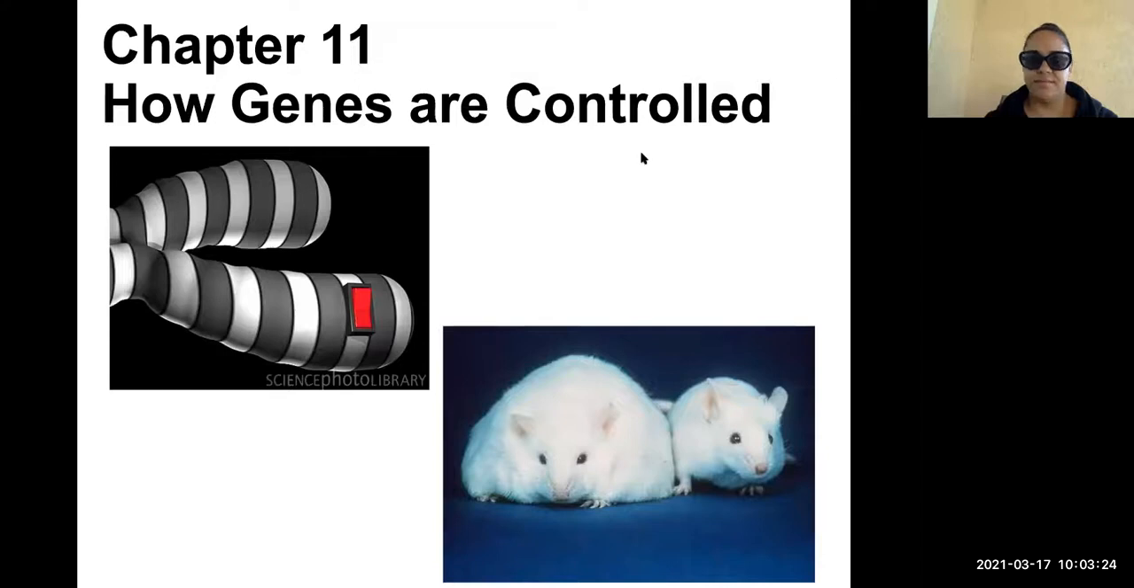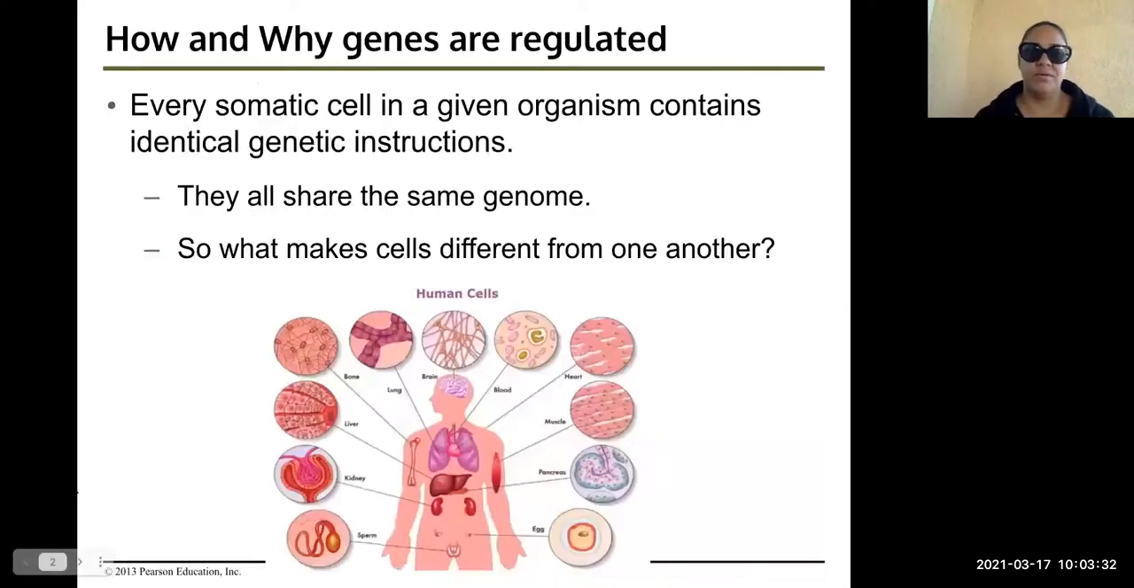We are going to get started. So we're on Chapter 11, How Genes Are Controlled. For a lot of you that took Bio134, this should actually be review. So how and why genes are regulated.